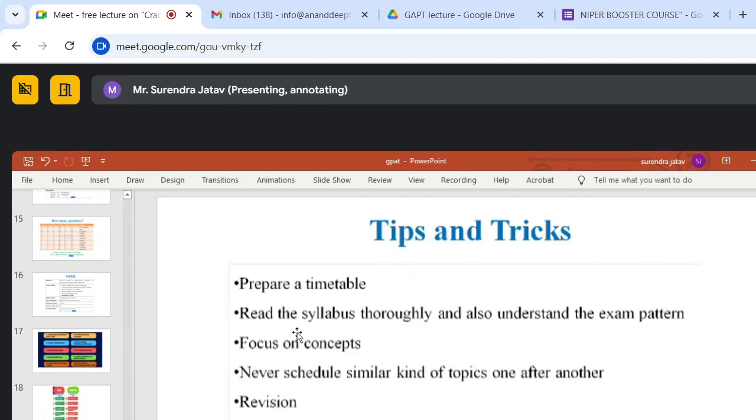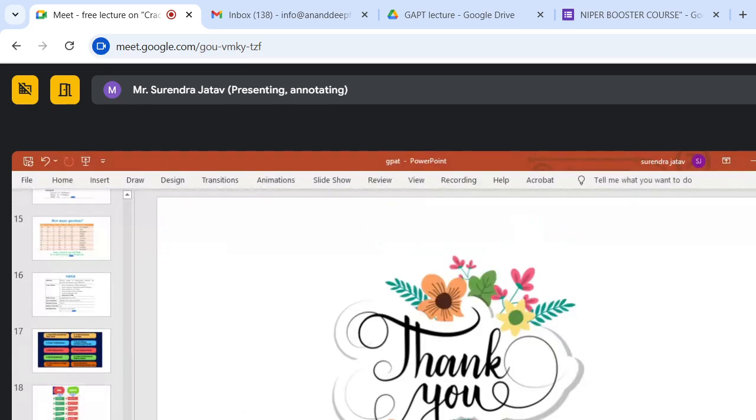Now tips and tricks. Read the timetable, read the syllabus thoroughly and understand the exam pattern. Focus on concepts. Never schedule similar kinds of topics one after another. Studying pharmacology again, then again pharmacology, then morning and evening pharmacology, is not good. Never schedule similar kinds of topics one after another. Revision: read questions carefully, refer to and solve previous year questions three times. Stay mentally and physically balanced.